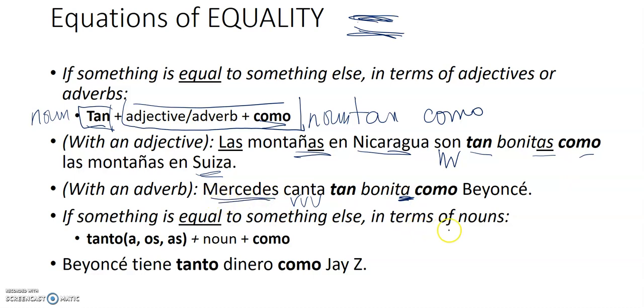If something is equal in terms of nouns, because here they were equal in terms of adjectives or adverbs, if they're equal in terms of nouns, then we're going to say Beyonce tiene tanto dinero como Jay-Z. Tanto plus our noun, whatever it is that's equal. In this case, the money is what's equal as Jay-Z. And again, we've got the two nouns that we're comparing, the bookmark, the equation.